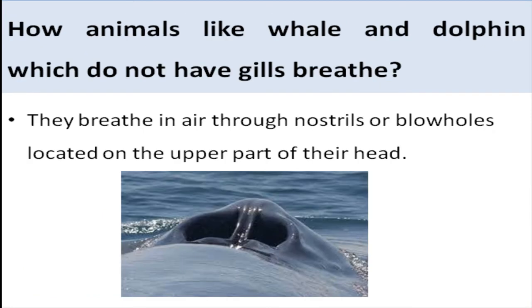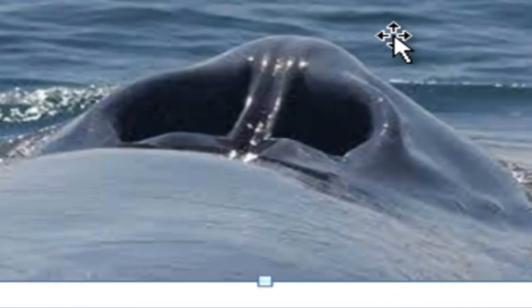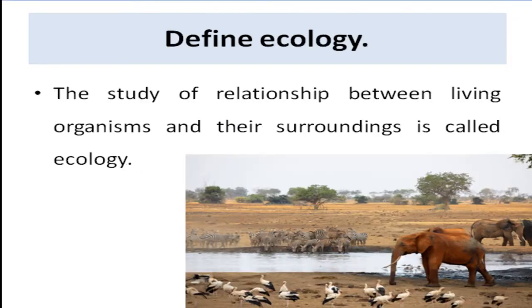Our next question is, how animals like whale and dolphin, which do not have gills, breathe? So they breathe in air through the nostrils or blowholes that are located on the upper part of their head. Our next question is, define ecology. The study of relationship between living organisms and their surroundings is called ecology.